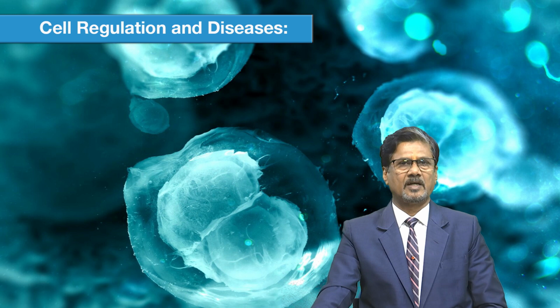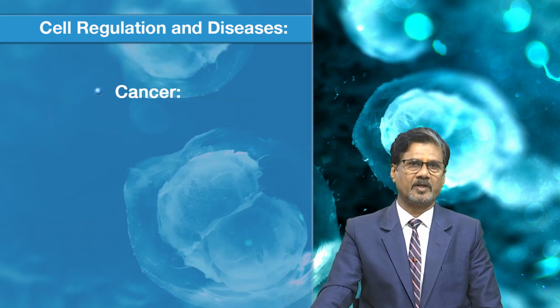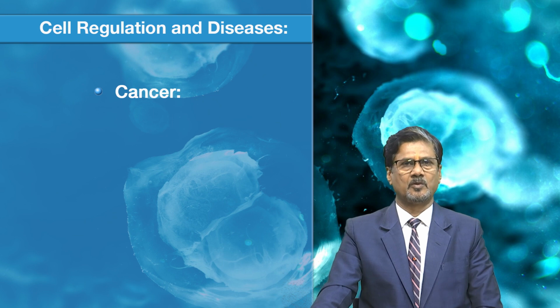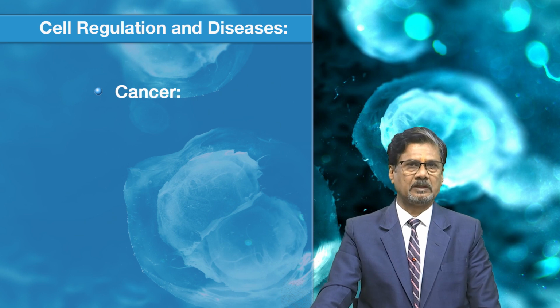Cell regulations and diseases. You had studied about the very commonly known nowadays cancer. Cancer means when the cell division is uncontrolled, there is no control over the number of cells to be produced, then it is known as cancer. Uncontrolled cell division and its growth.